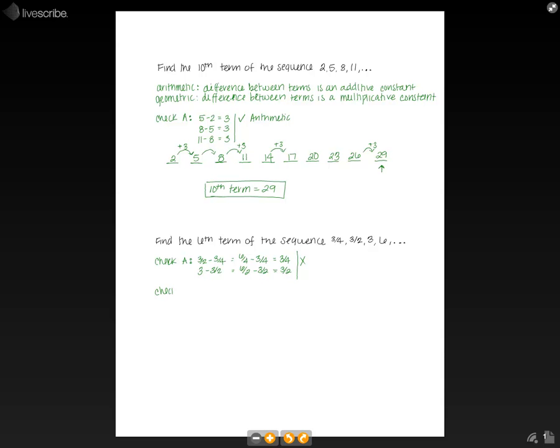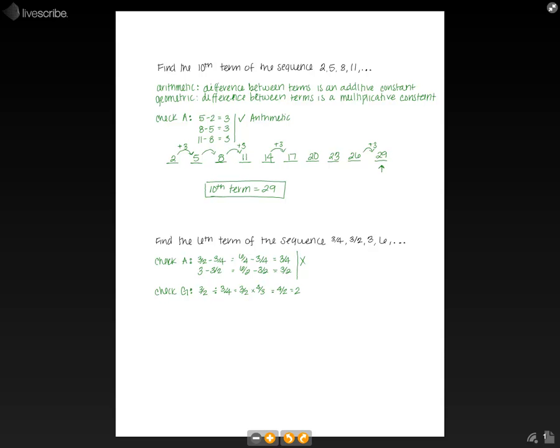So now we need to check for geometric sequence. To do a check for geometric sequence, since we know that every term differs from the last one by a multiplicative constant, we need to do division. So we're going to have 3/2 divided by 3/4. That's the same as 3/2 times 4/3. We know that because dividing by a fraction is the same as multiplying by its reciprocal. And when we do that, we end up with 4 over 2, or 2.